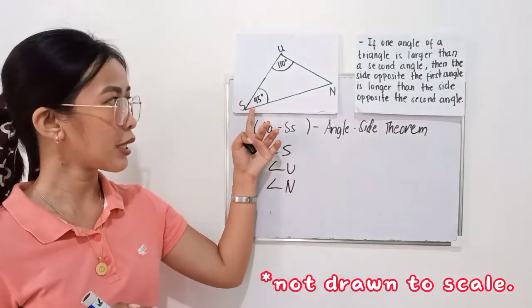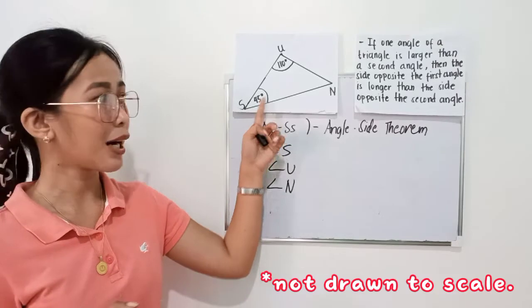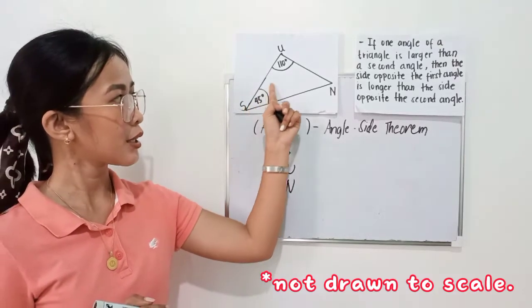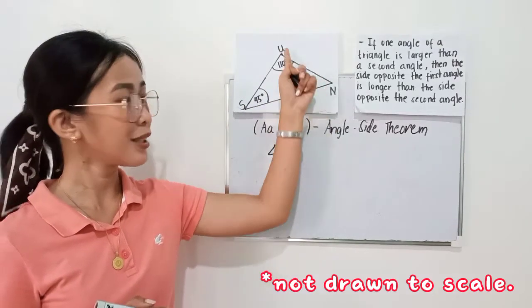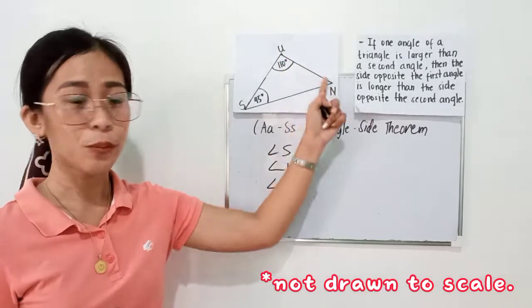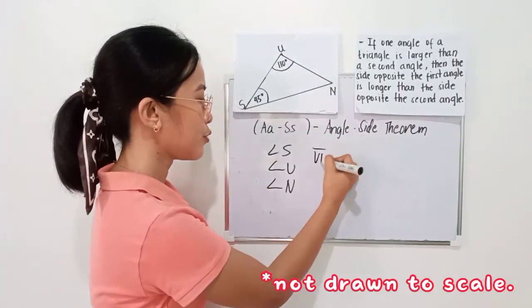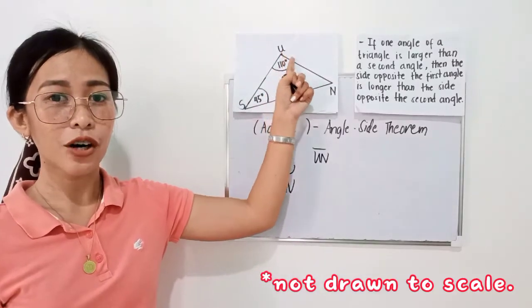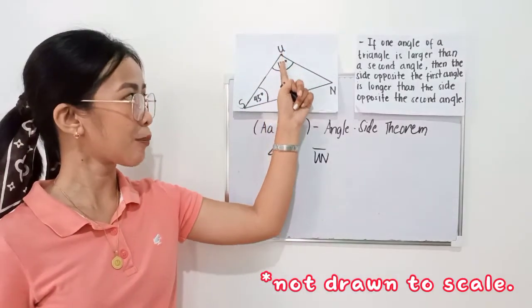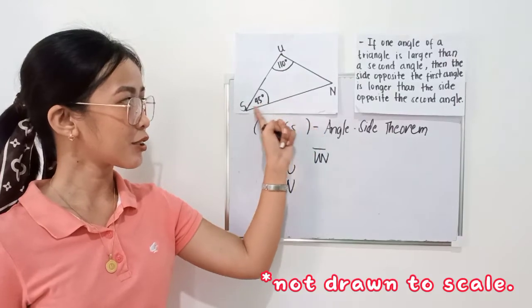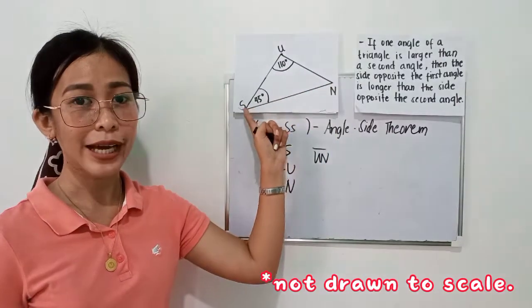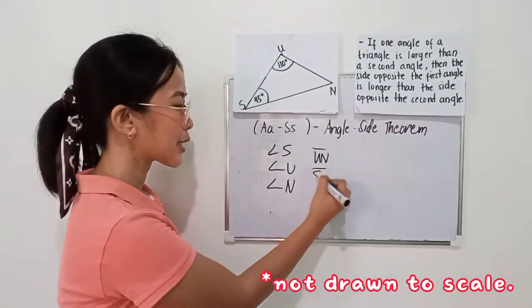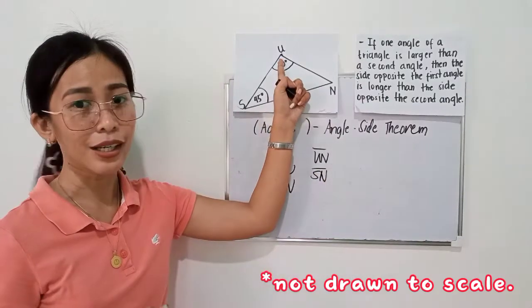And we have angle S. Ano yung opposite side niya? Diba, ang katapat nitong angle na to is, ayan, yung side UN. Therefore, ito yung ka-opposite side niya. We have UN. Okay? And then, we have angle U. Sino ang ka-opposite side ni angle U? Sinong katapat niya? Ayan, dito siya. Therefore, we have side SN as the opposite side of this angle, alright?